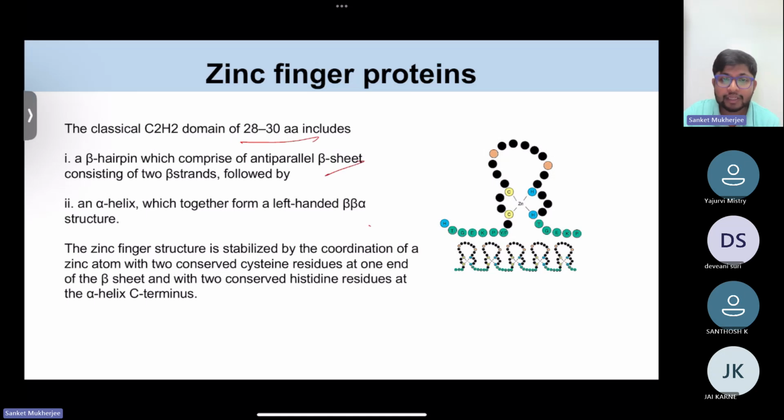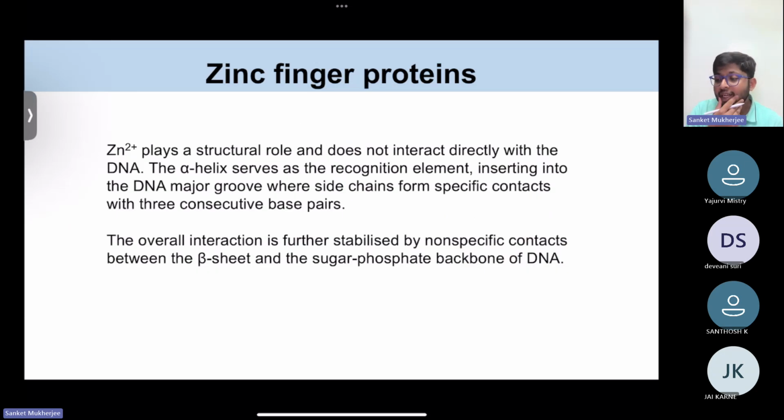Right? This is important, and they together form a beta beta alpha structure. So this zinc finger, this structure, looks like a finger. These structures are stabilized through the zinc, essentially the metal ion. Due to the presence of zinc, these structures are stable. Zinc plays a structural role and does not directly interact with the DNA.